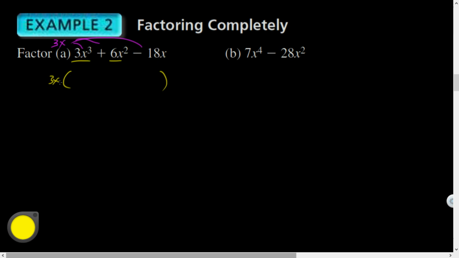So let's see, 3x times x squared would be 3x cubed. 3x times 2x, right? 3 times 2 is 6, x times x is x squared. What would go there? 3 times what is negative 18? It's going to be negative 6. Negative 6. I agree. All right. So I've factored out a GCF, but I don't yet know whether the inside of this can be factored further. Now, is this a pattern? Hey, that's a perfect square. Is this a perfect square?